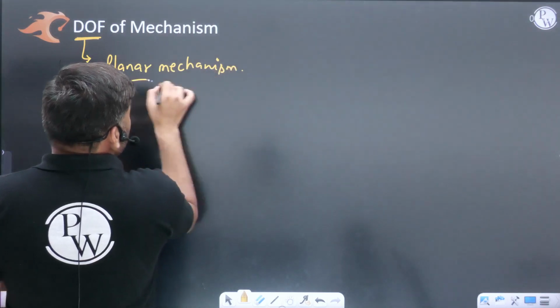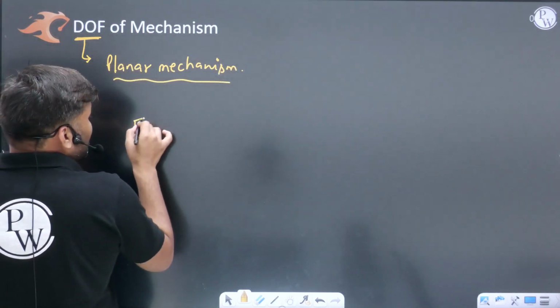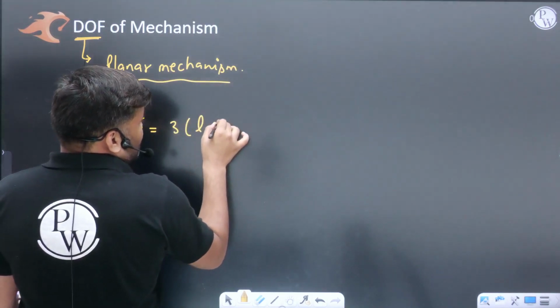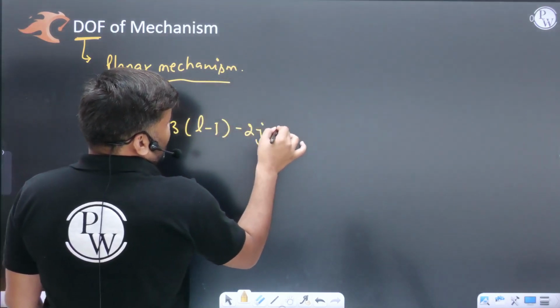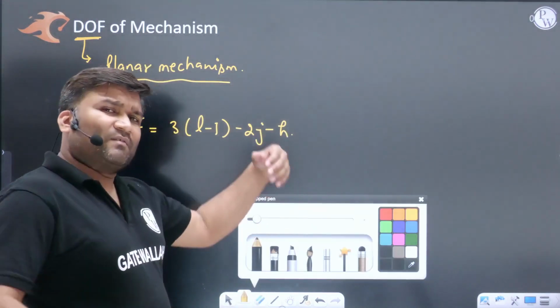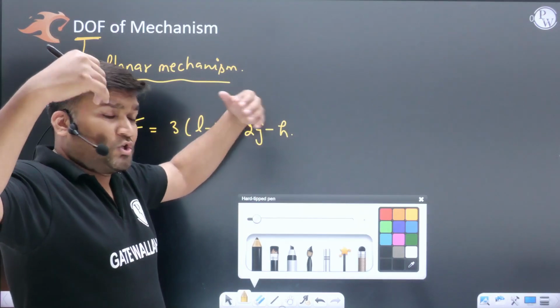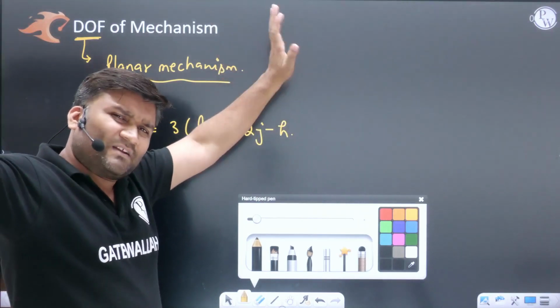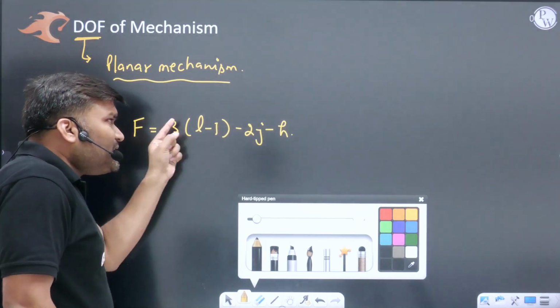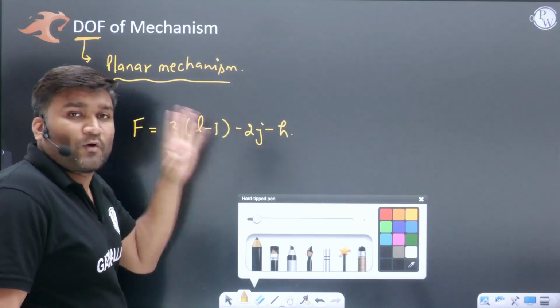For degrees of freedom in a planar mechanism, we have a beautiful formula: 3(l − 1) − 2j − h. From where we have derived this formula, we will see when we talk about the theory of machines course in detail. That's a different thing. But for now, you have to understand the meaning of each and every term in this formula.